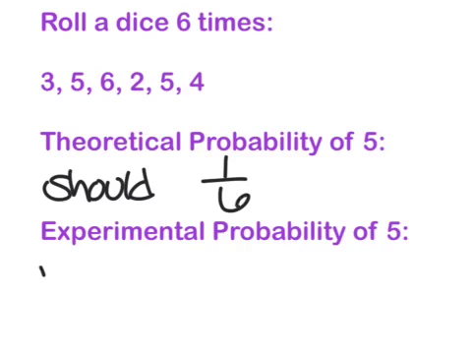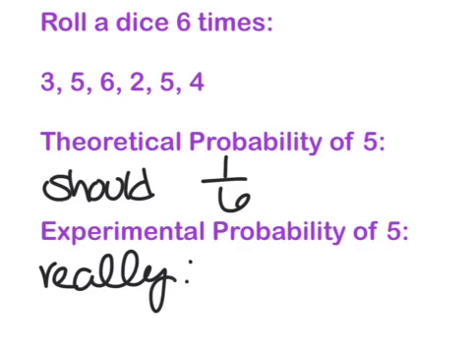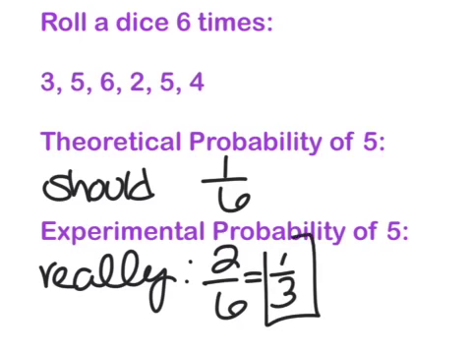But what really happened? So, my experimental is what really happened. So, really, I got 2 5s out of the 6 times that I rolled. Okay, that reduces down to 1/3. So, that means that my experimental probability is 1/3. Are those the same? No, because what should happen is not what always really happens.